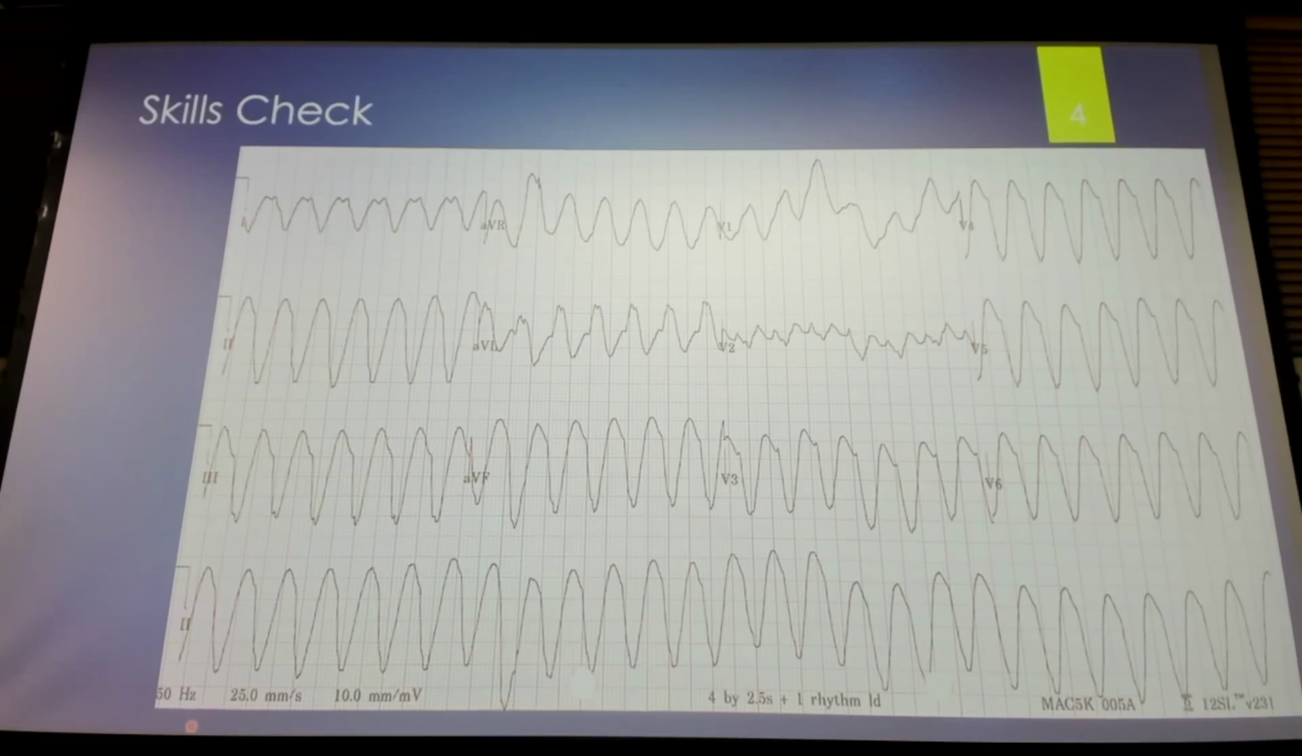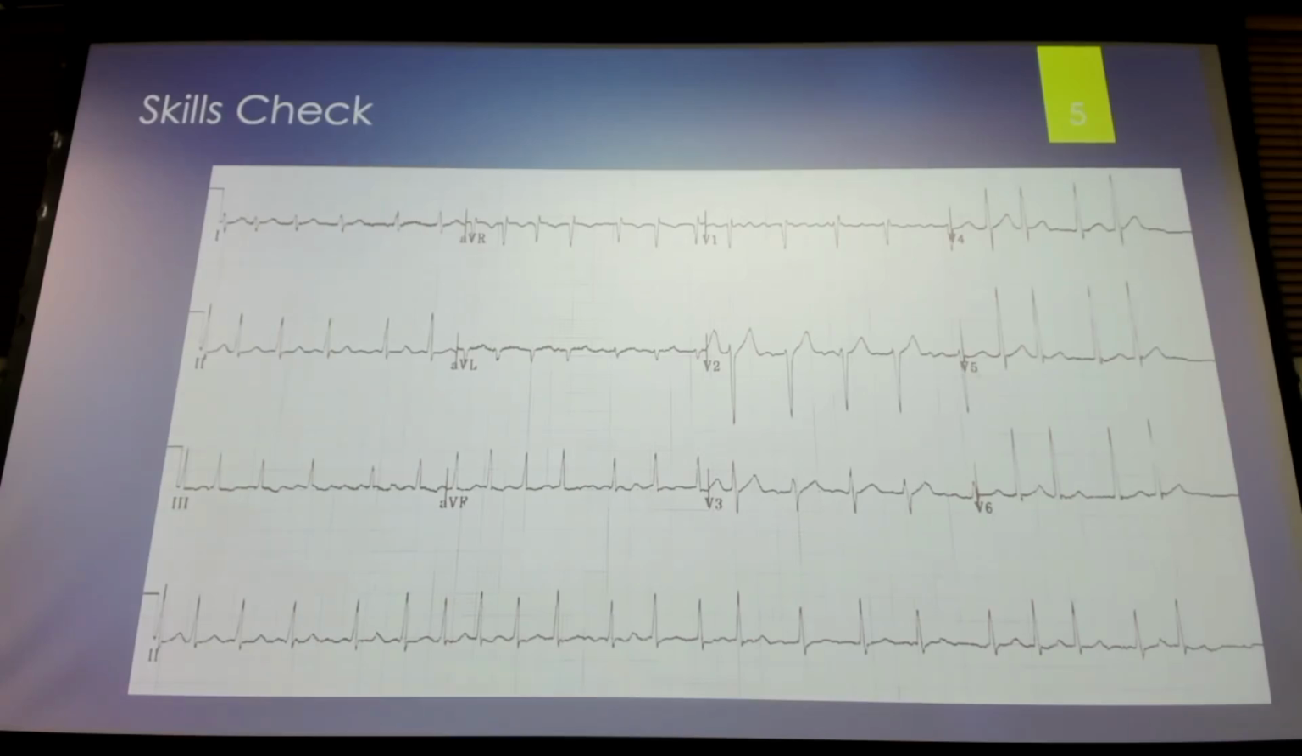And how is that patient going to present in V-flutter? Probably not good. This person might be talking to you for a little bit, but in V-flutter, they're probably going to be unconscious. So this is ventricular tachycardia. The rate is fast, but slower than we're going to see in V-flutter.